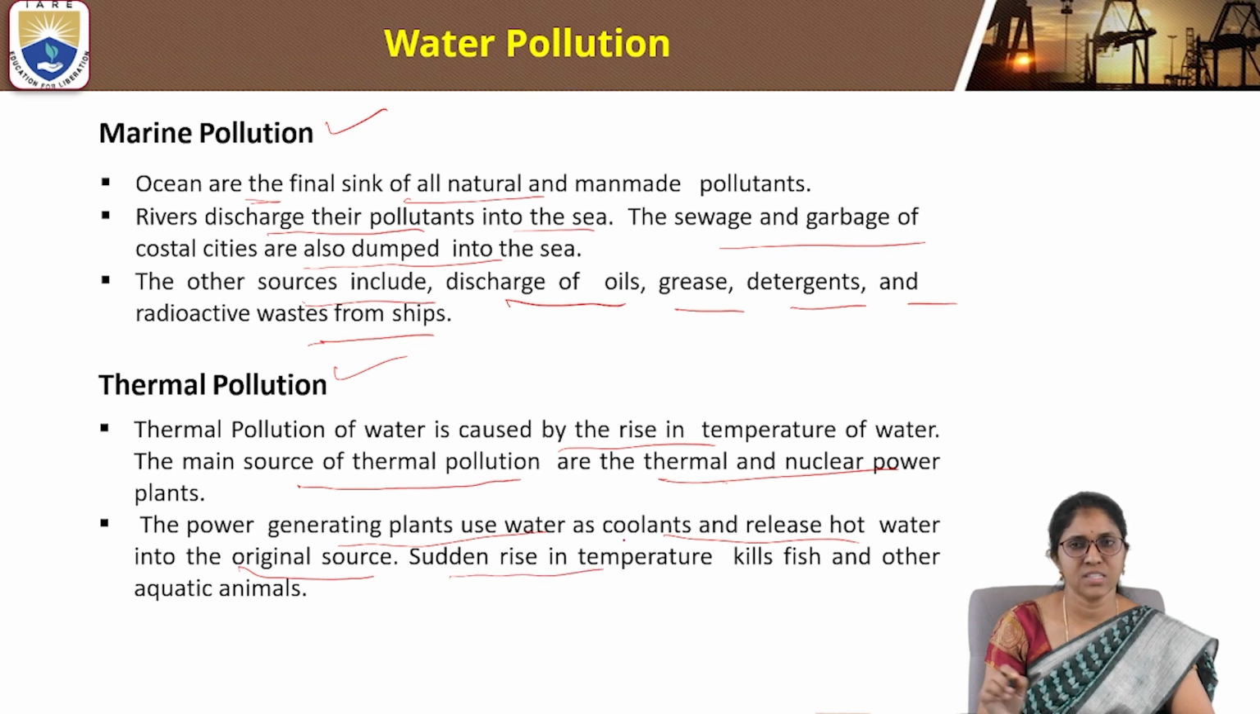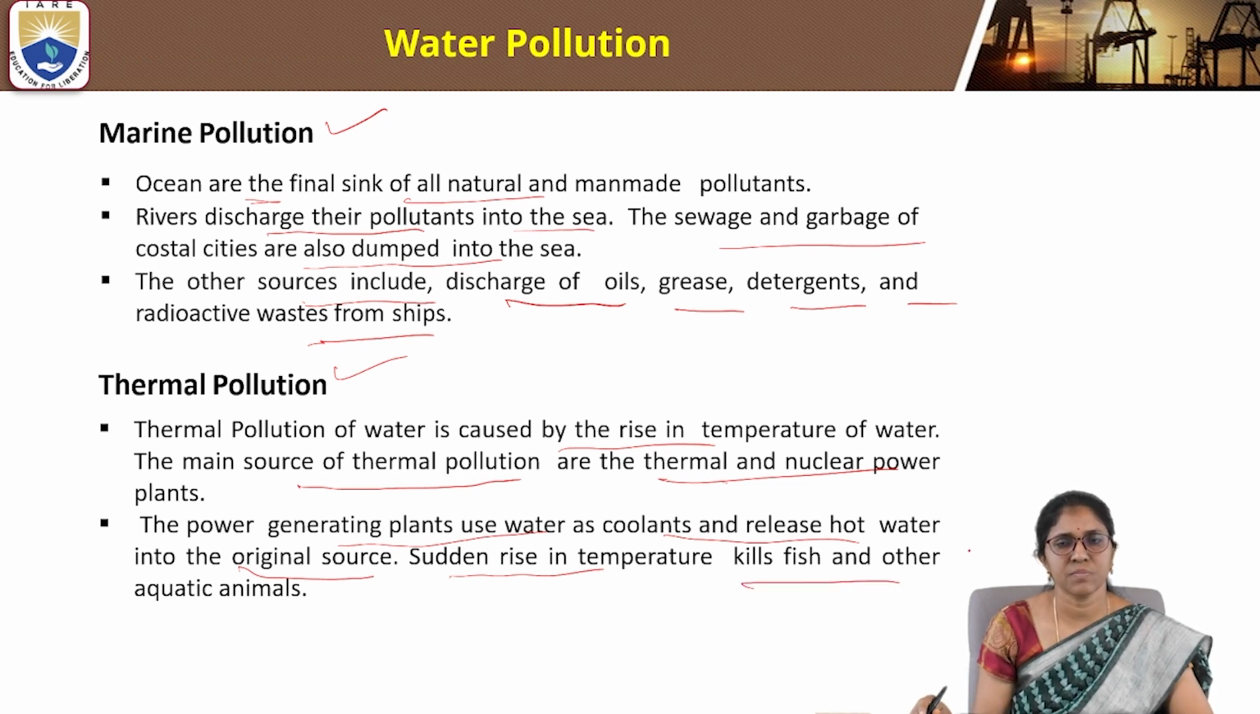This causes a sudden rise in the temperature in the original source. The increase in temperature may lead to the killing of fish and other aquatic animals. So this is thermal pollution.